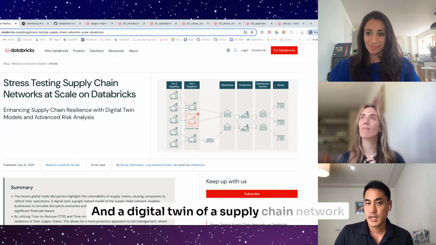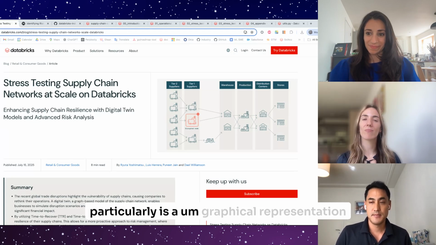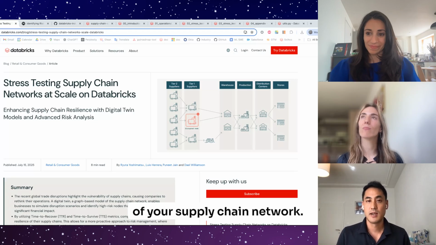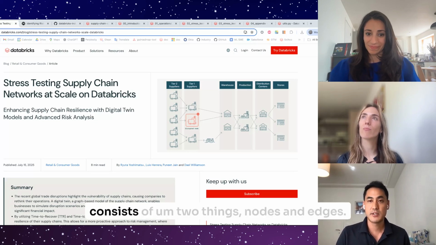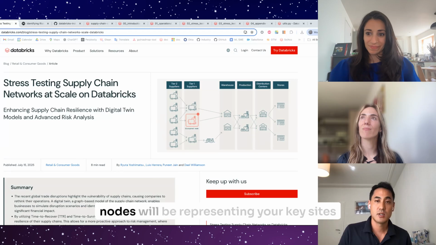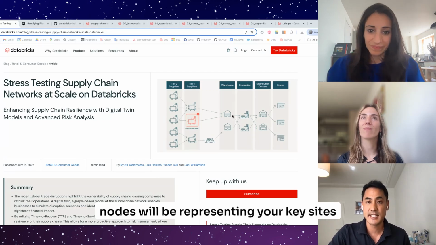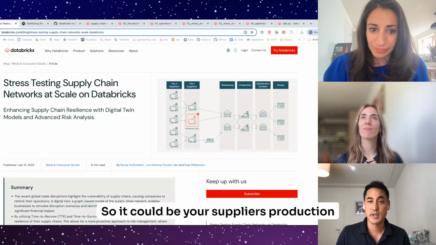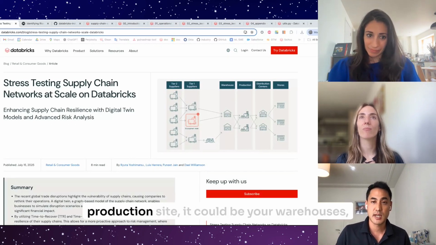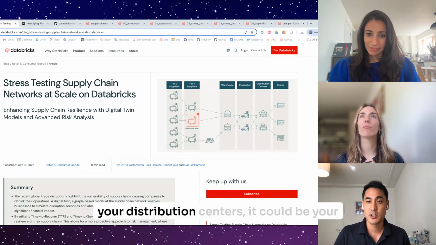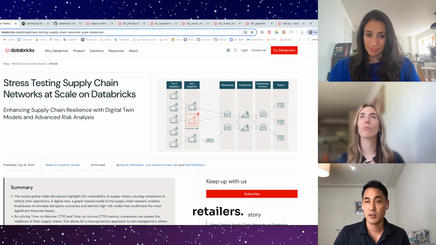And a digital twin of a supply chain network, particularly, is a graphical representation of your supply chain network. Now, if you think about it, a graph consists of two things: nodes and edges. In this graphical representation, the nodes represent the key sites that exist within your supply chain network. So it could be your supplier's production site, your sub-supplier's production site, your warehouses, your production site, your distribution centers, or your retailers.